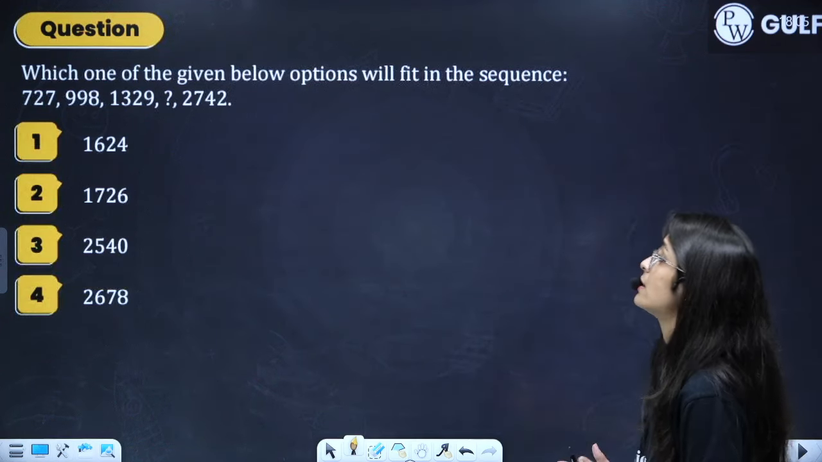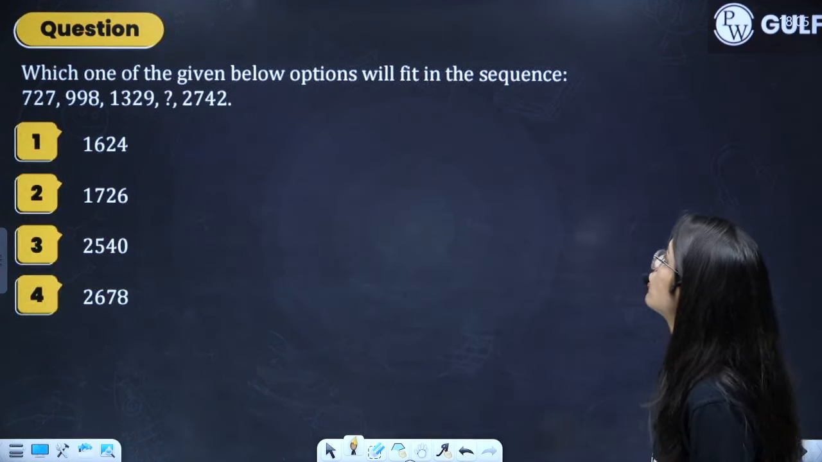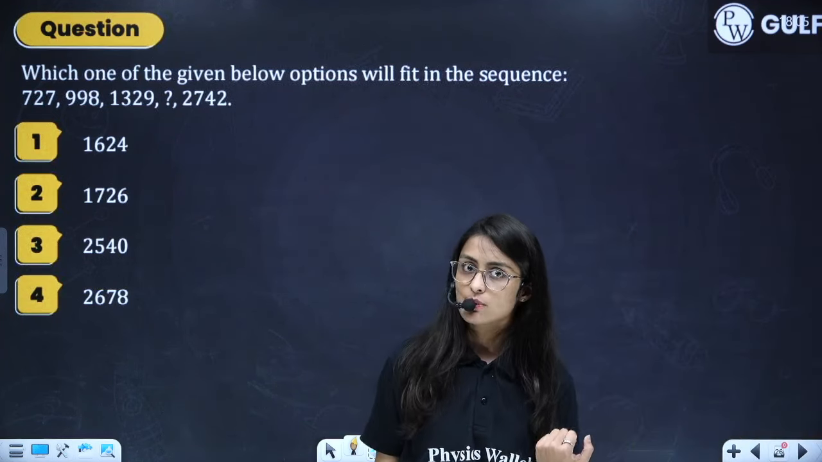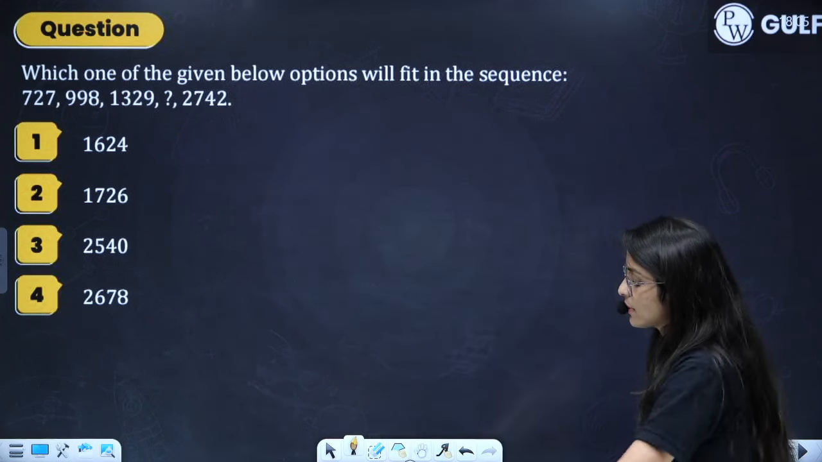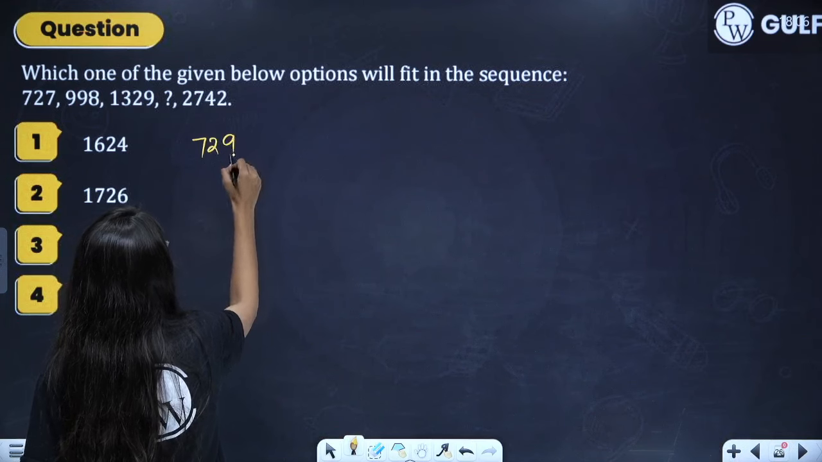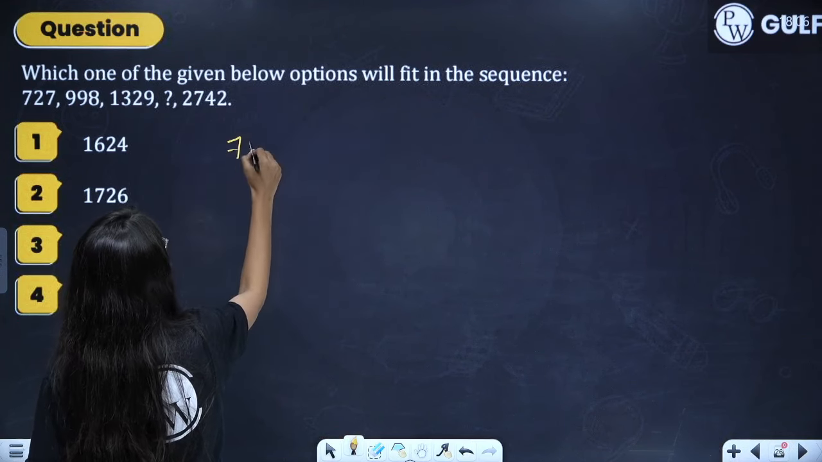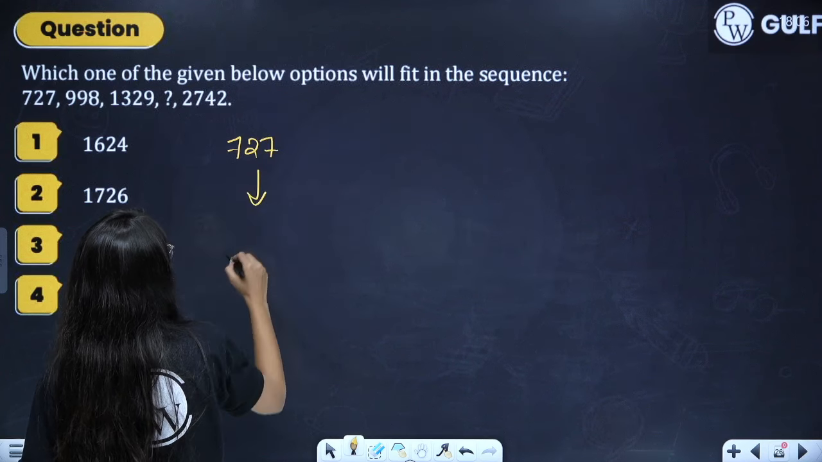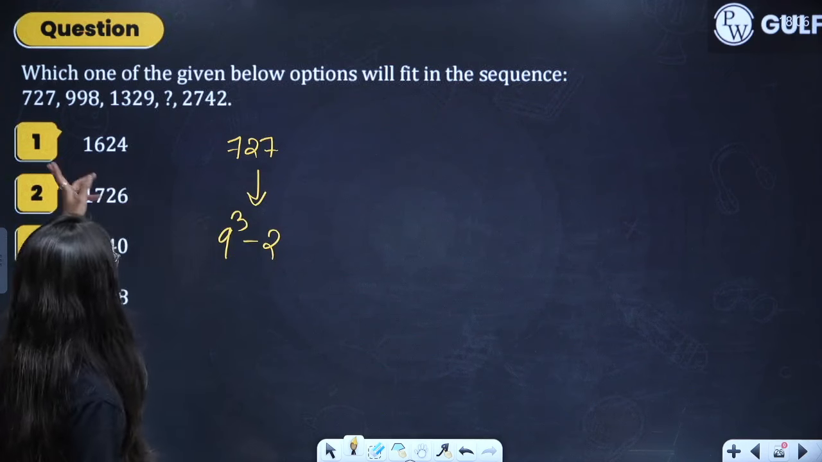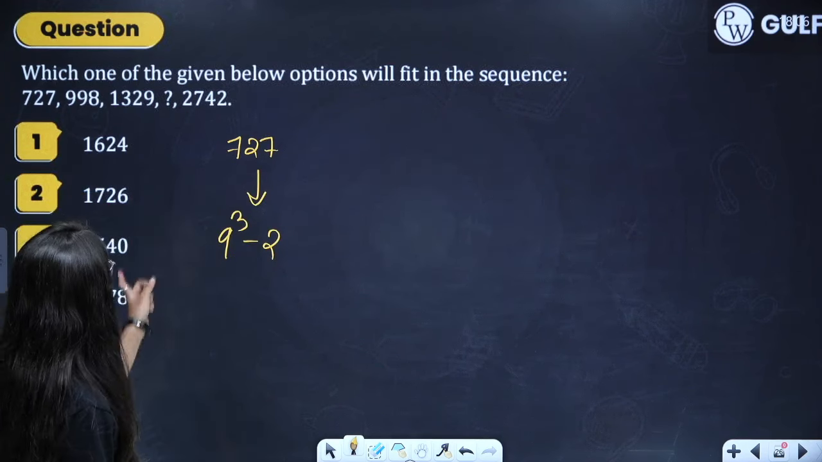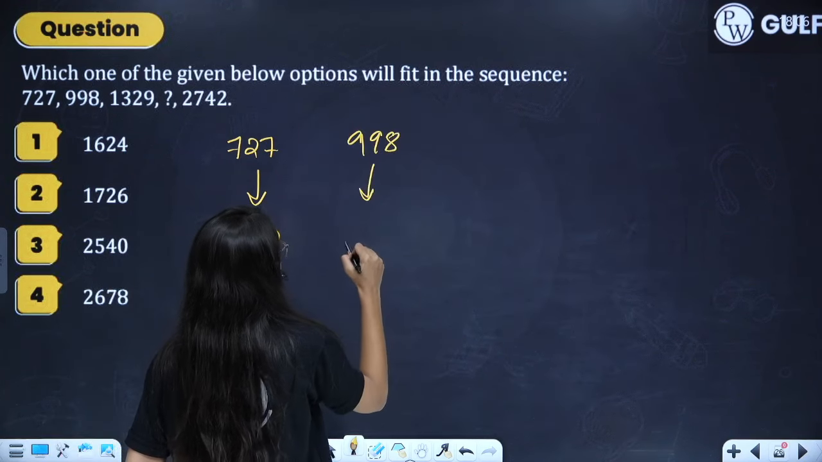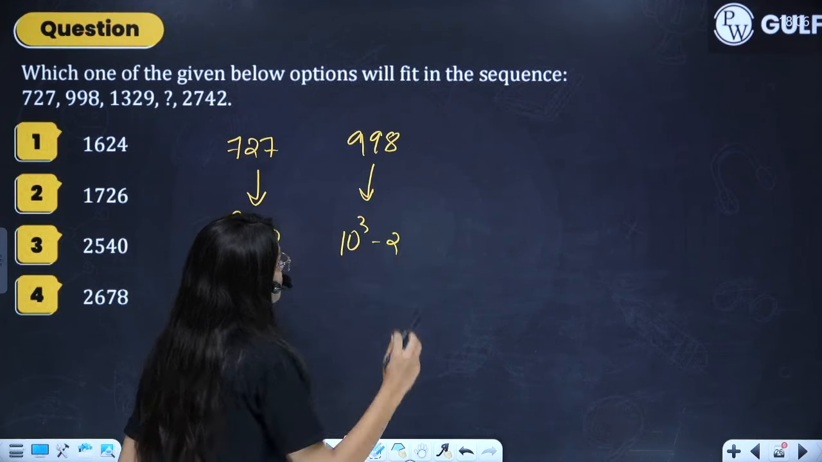Moving forward, which one of the given options will fit in the sequence? Okay, so here we need to complete the sequence. By observing the sequence, I can see one thing. Here, 727 could be obtained by 9 cube minus 2, which is 729 minus 2. Then this 998 could be obtained by 10 cube minus 2, right?